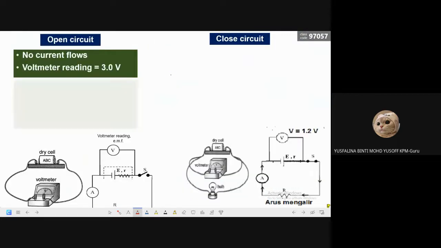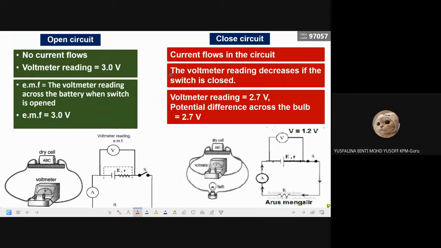Okay, so this is the comparison for the open circuit. Open circuit means the switch is open, right? It means no current flows, okay? And the voltmeter reading is 3 volt. So this is actually the voltmeter reading across the battery when the switch is open. So the EMF is 3 volt, okay?